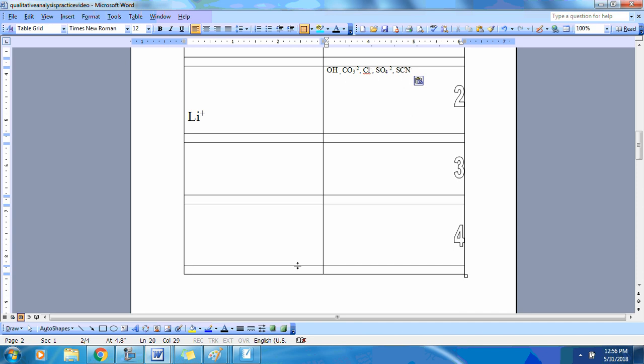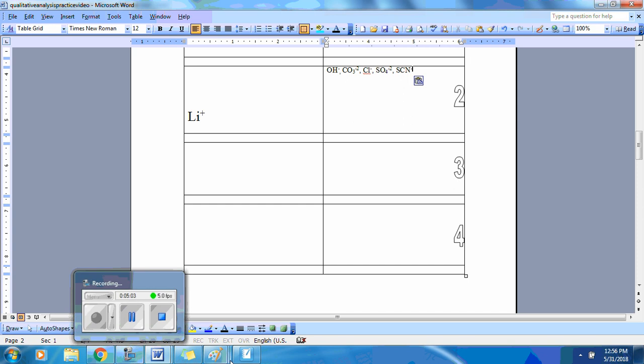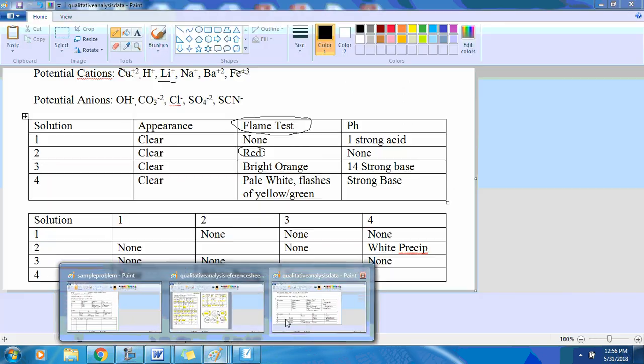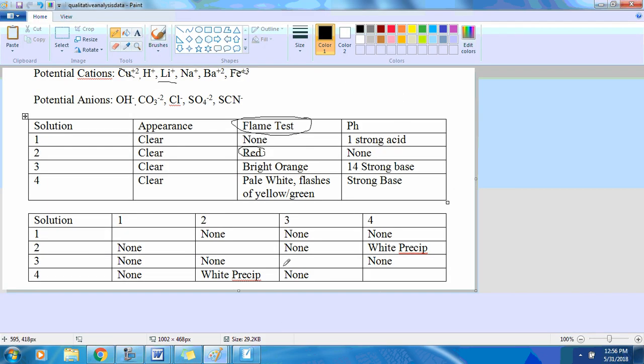I basically keep doing that process. I would go back to my data and look at other pieces of data that I didn't look at. I'd look at pH. I'd look at the reactions. 2 and 4 had a reaction, and none of the other ones did. And I would go from there to figure out what the anions could be and what the cations could be.